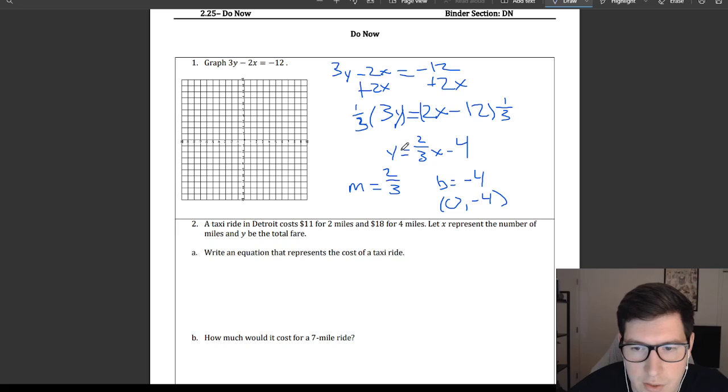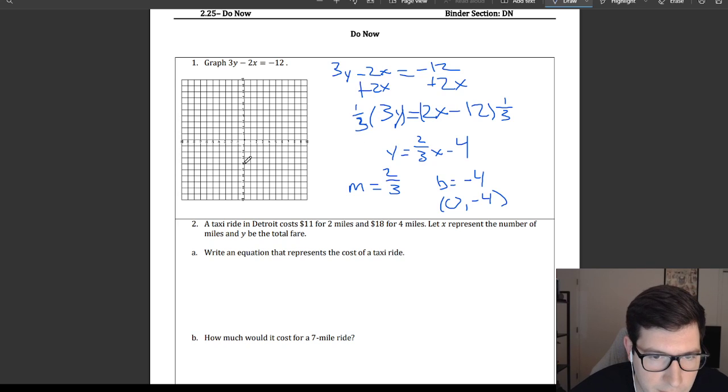So if we're actually looking to graph this, I'm going to come over here, I'm going to find my y-intercept. It's going to be right here. From here, I'm going to use my slope. Remember that my slope is my rise over my run, and they're both positive, which means I'm moving up and to the right when I'm counting these out. So I'm going to go up 2 and over 3, and that'll be another point there. I'm going to go up 2 and over 3, and there will be another point right there. And I can actually fit one more, so I'm going to go up 2 and over 3 one more time.